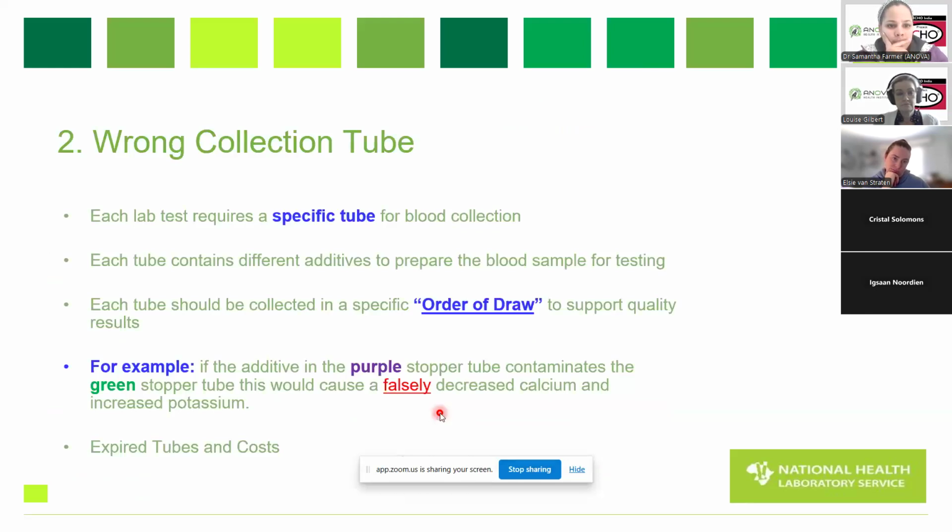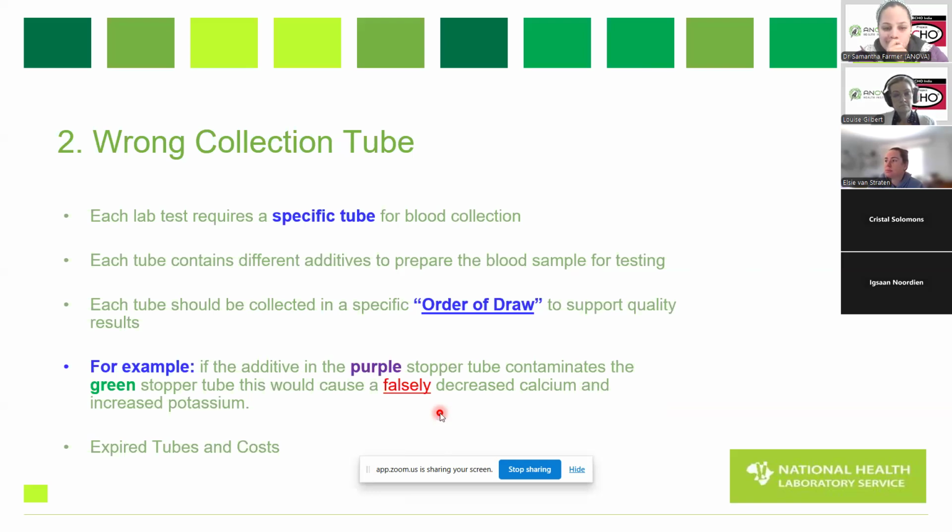There's a specific order of draw that has to happen. You can't take the purple top tube first, then a yellow, then a blue. There's a specific order. It's always this one first, then that one, and that one, because it can lead to possible contamination. All the tubes contain additives, and you could be contaminating one tube from the previous tube's additives. And some of these additives, like the electrolytic additives, like the dipotassium EDTA or the sodium fluoride and the potassium oxalate, those could contaminate the next sample.